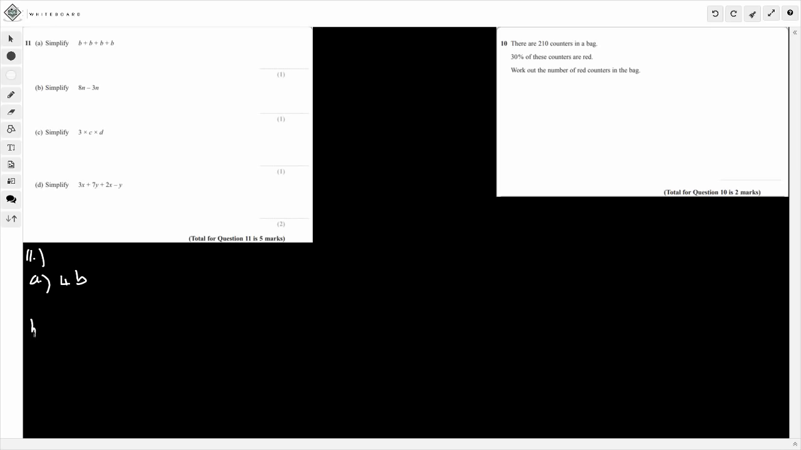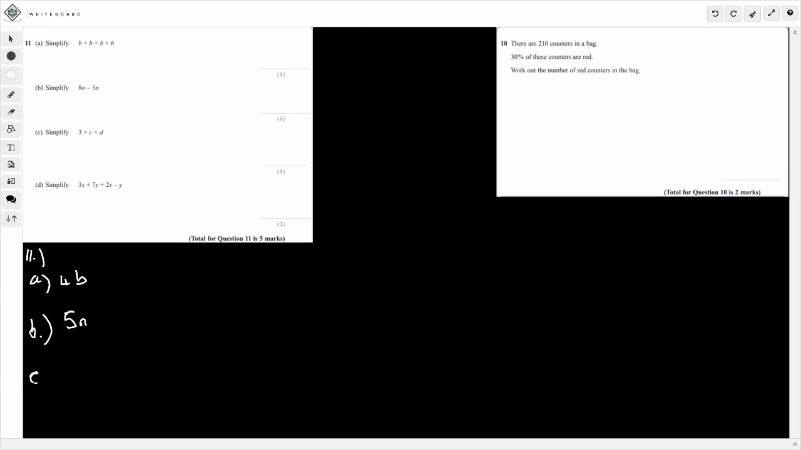Part B, 8n minus 3n. So imagine you've got the number 8 on the number line and you take 3 lots of it off. So that's 7, 6, 5. So I have 5n. That's all I have left. The way to think about it is if you had 8 chocolate bars and someone takes 3 chocolate bars off you, how many chocolate bars have you got left? I've just got 5 chocolate bars left.